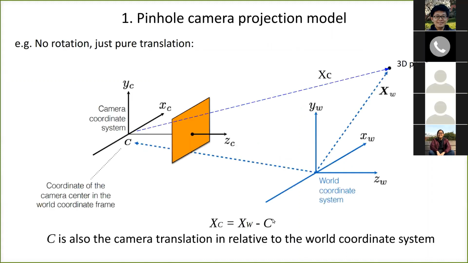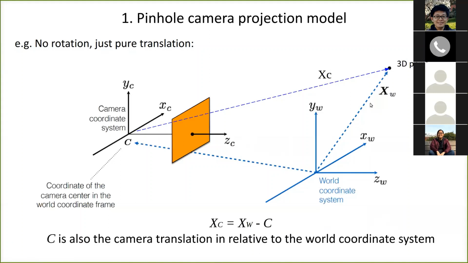One example to represent this difference is shown here. We have a 3D point here, and its coordinate is XW, and its coordinate in the camera coordinate system is XC. So we can see here that we can have XC equals XW minus C, right?